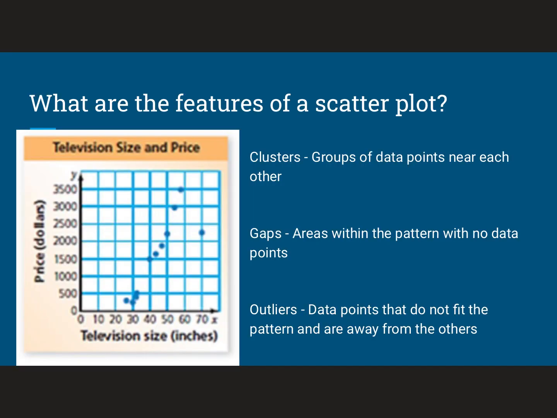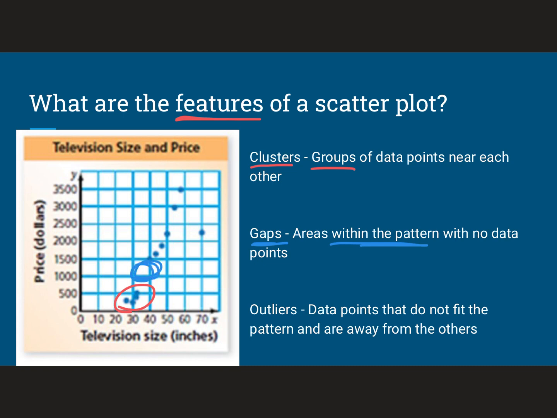Okay, so what are the features of a scatter plot? So a scatter plot has different features. First one is something called clusters. A cluster is just a group of data points. So you see this cluster right here. There's a cluster. The next thing we talk about is gaps. Gaps are areas within the pattern that have no data points. So right here, there's a gap. It still fits the pattern.